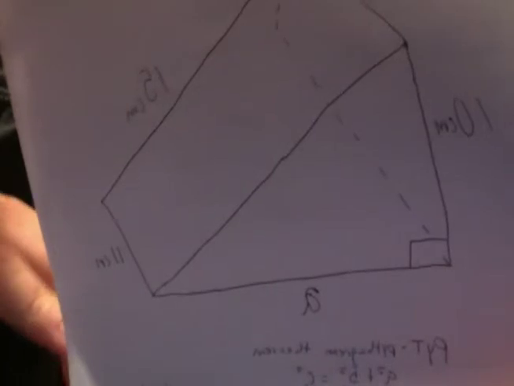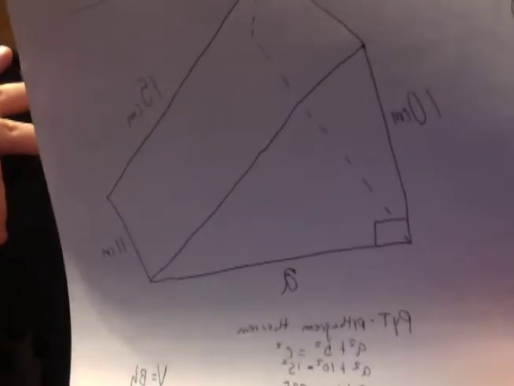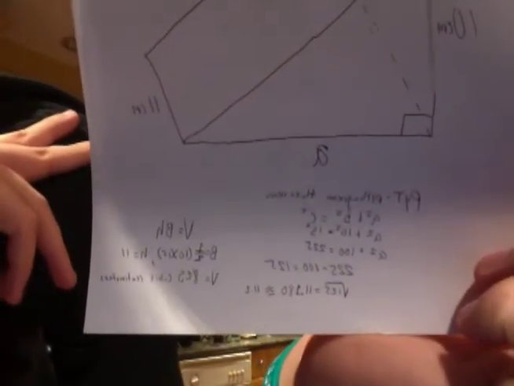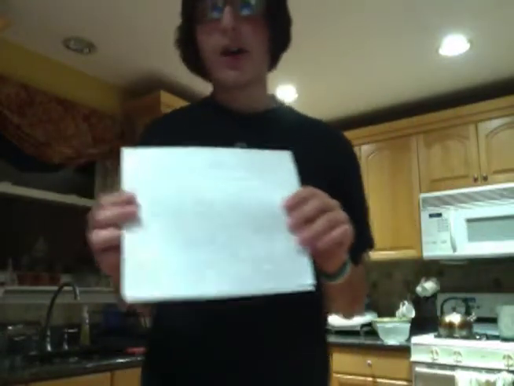which gets you the first part of it. And then once you get that, 0.5 times 10 times 15, you multiply it by 11, and the total volume is 825 cubic centimeters.